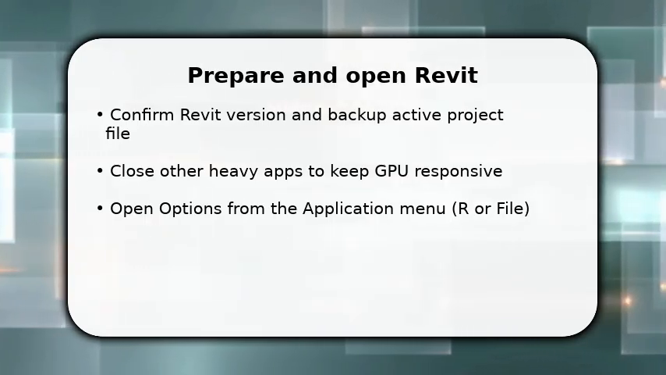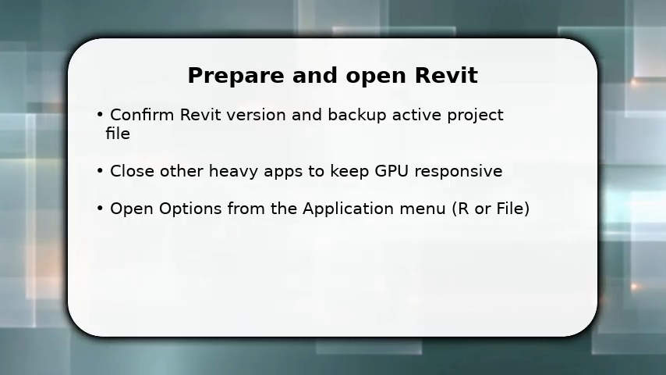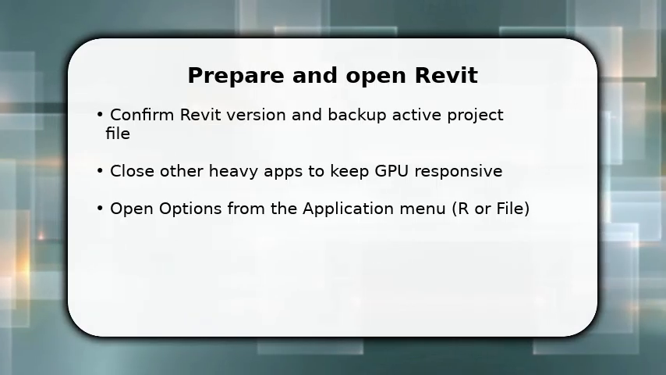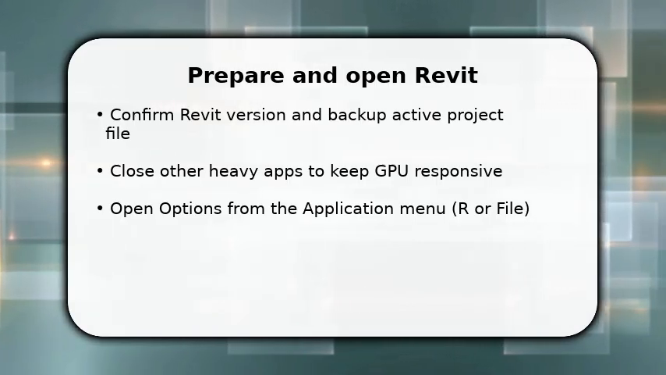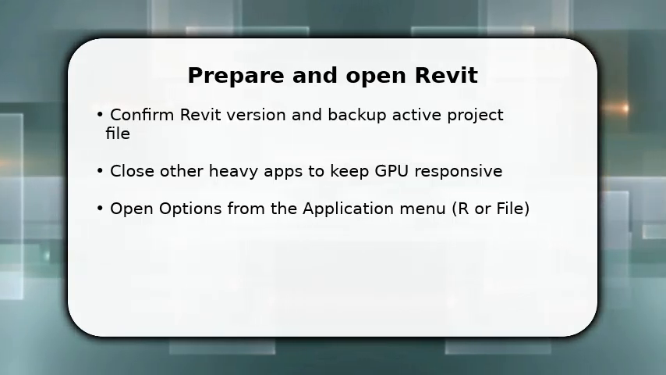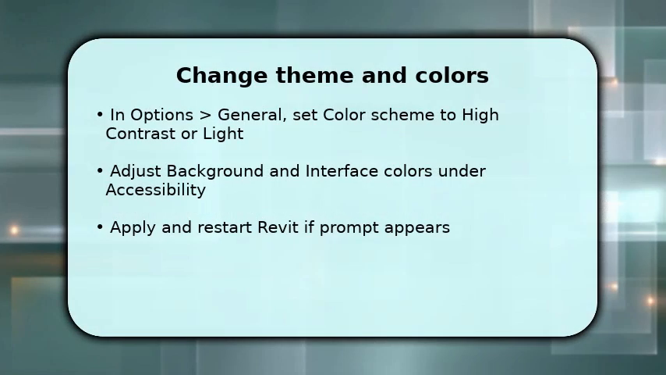Next, open the application menu and choose Options. This is where UI themes live. You're beginning the actual change now, not just preparing. Make sure you're in the General tab so the theme and color settings are visible and ready for the next steps. Now change the theme.